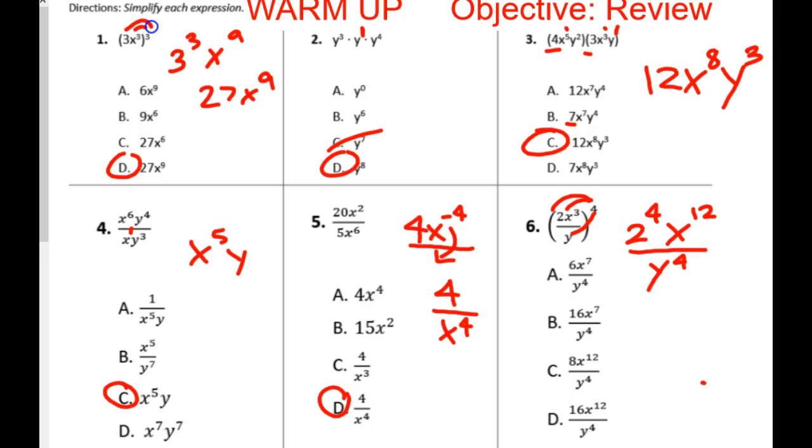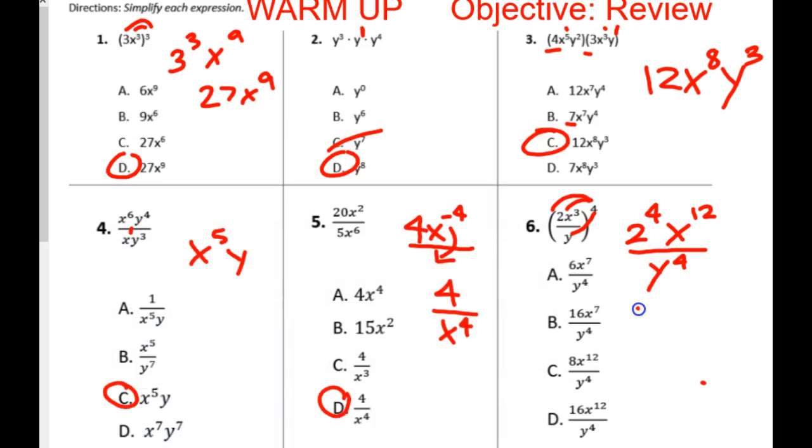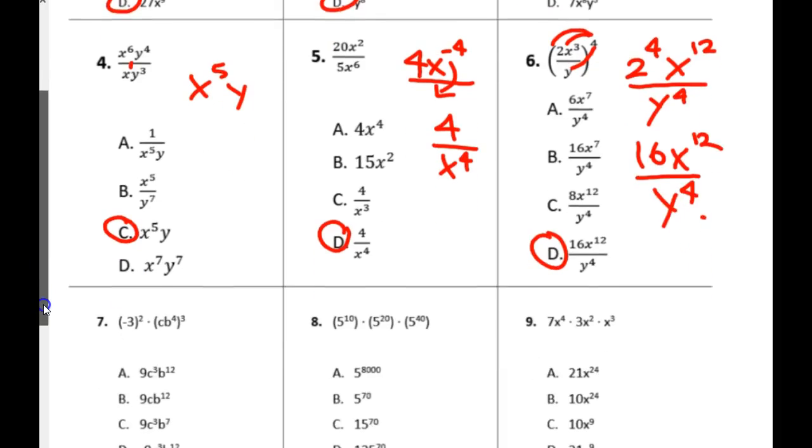Now, what is 2 to the 4th power? Who thinks it's 6? Who thinks it's 8? This is both wrong. 2 to the 4th power. Please use your calculator. It is 16. Right, but instead of having to say that every time, you either know it or use your calculator, right? So 2 to the 4th power is 16. So 16x to the 12th over y to the 4th power. Okay, which is, yeah, letter D. Cool.